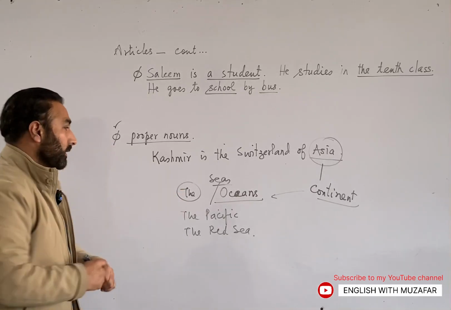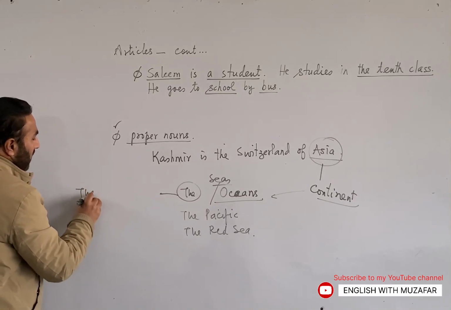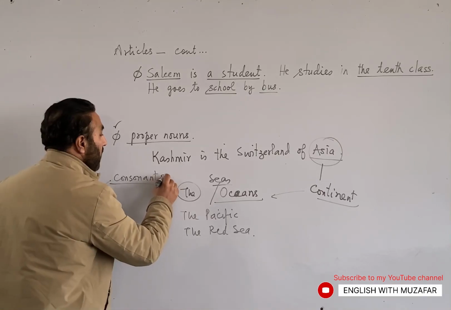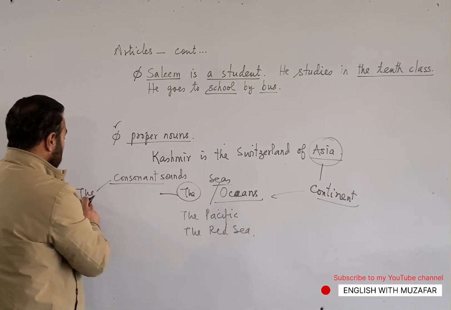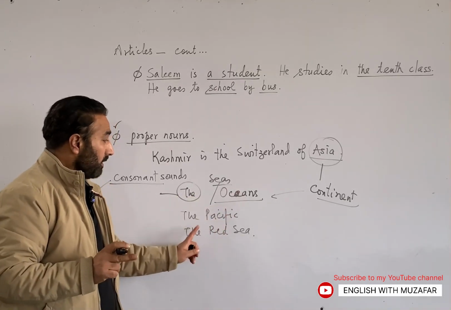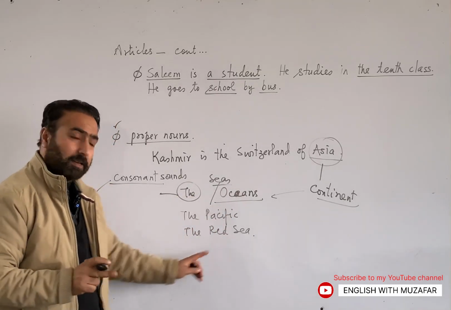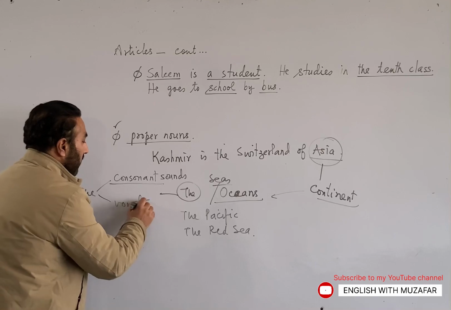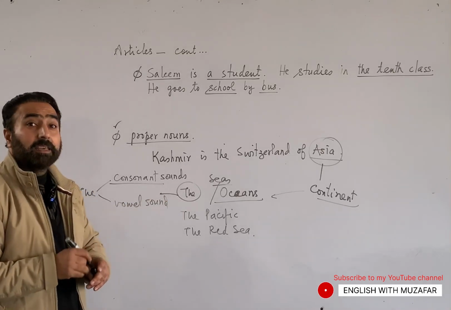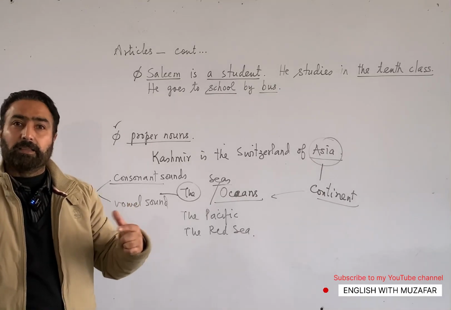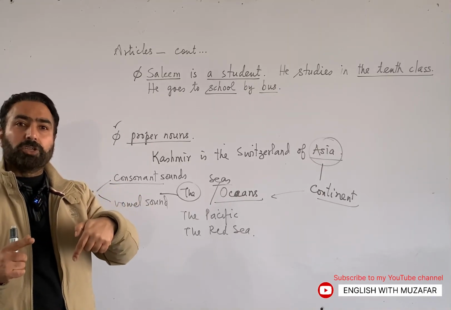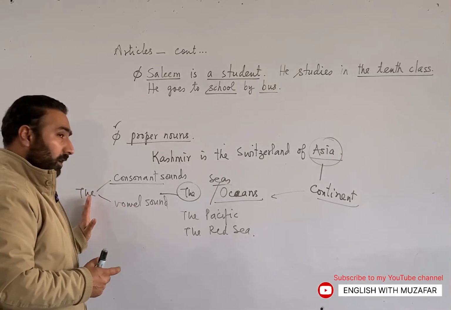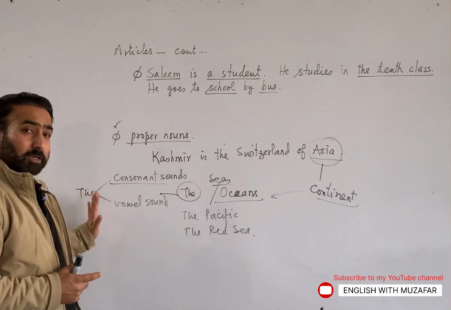One important point: as far as pronunciation is concerned, this THE has two pronunciations, the and the. If you have a consonant sound after this THE, it is the Pacific, the Red Sea. But if you have a vowel sound after it, then it becomes the earth. We say the sky, but the earth, the orange. So if you have that vowel sound after it, it is the. If you have a consonant sound, it is the. This was about the pronunciation.